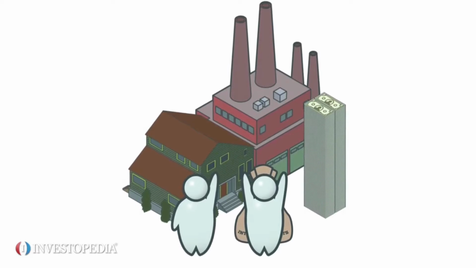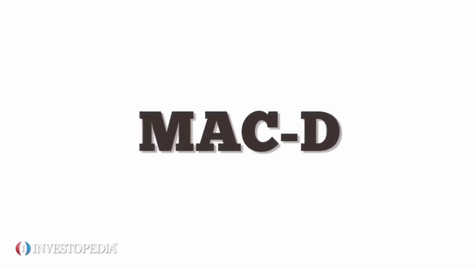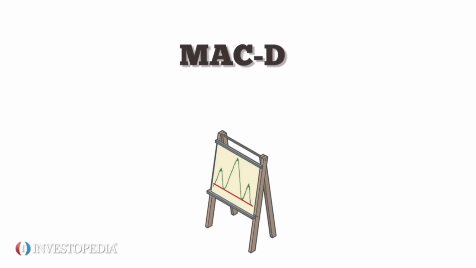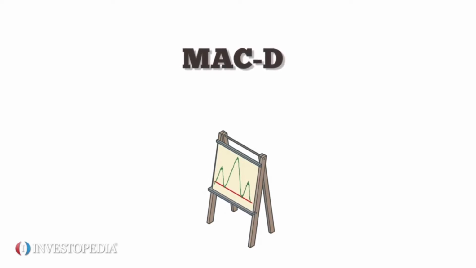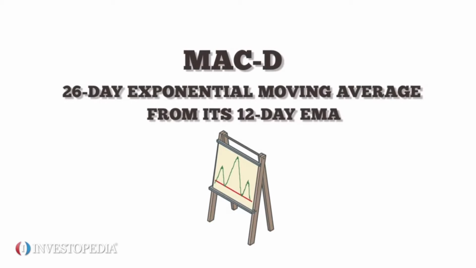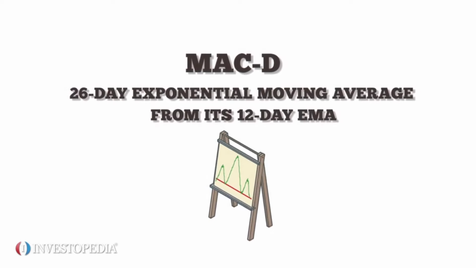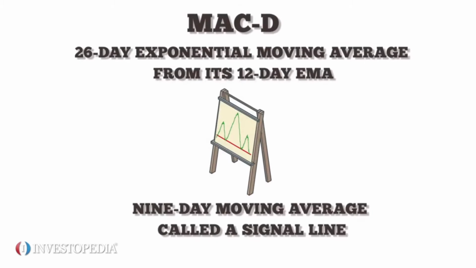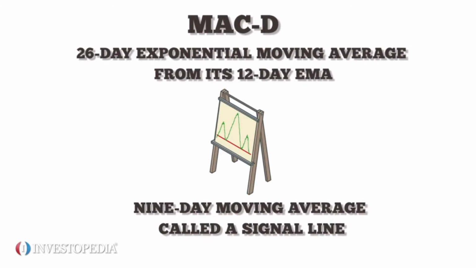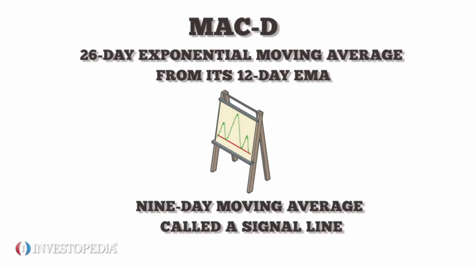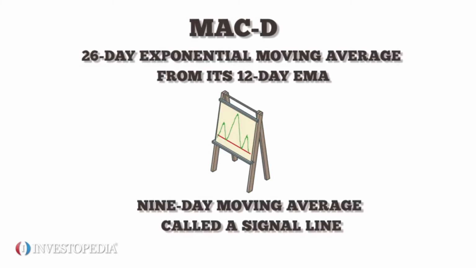A good example of a technical analysis indicator is the Moving Average Convergence Divergence, or MACD. It uses the difference between short-term and long-term price trends to anticipate future movements. The MACD line comes from subtracting a security's 26-day exponential moving average from its 12-day EMA, and then plotting it on a graph. Then plot a 9-day moving average called a signal line on the same graph. When the MACD crosses above the signal line, it's a bullish sign that should trigger a buying decision.